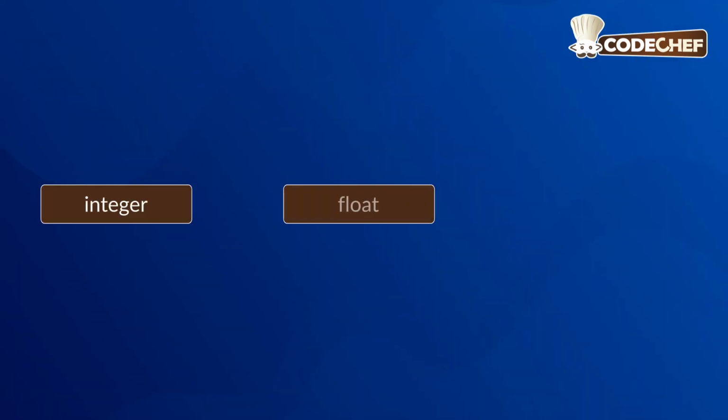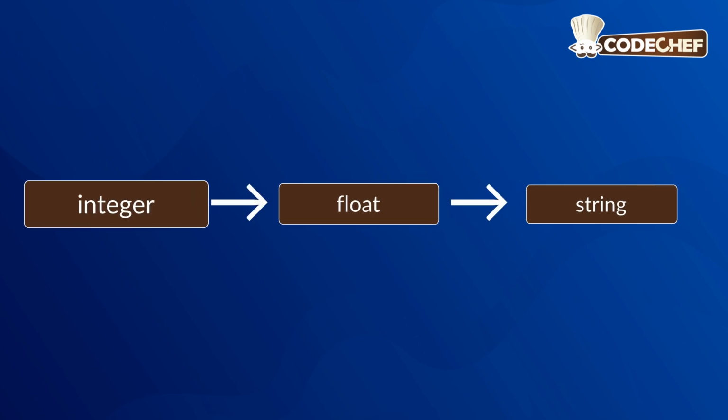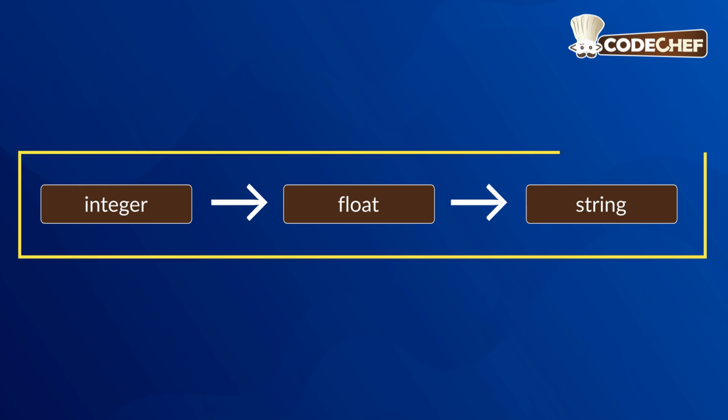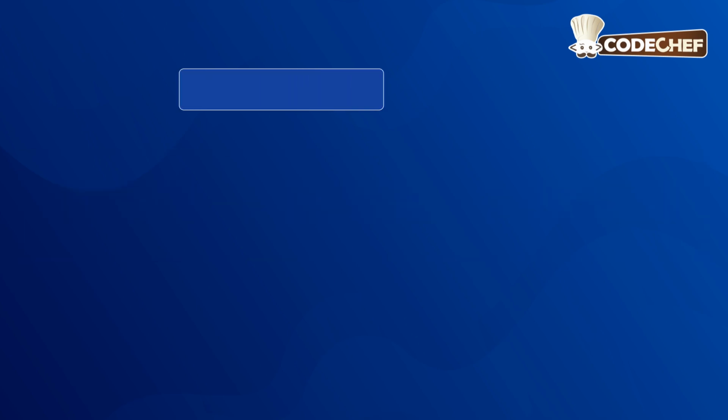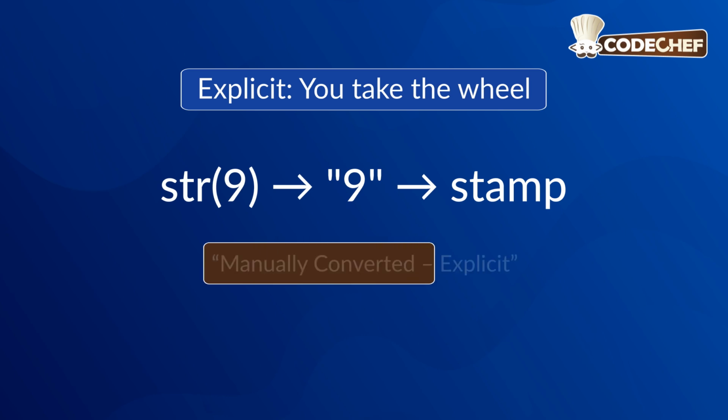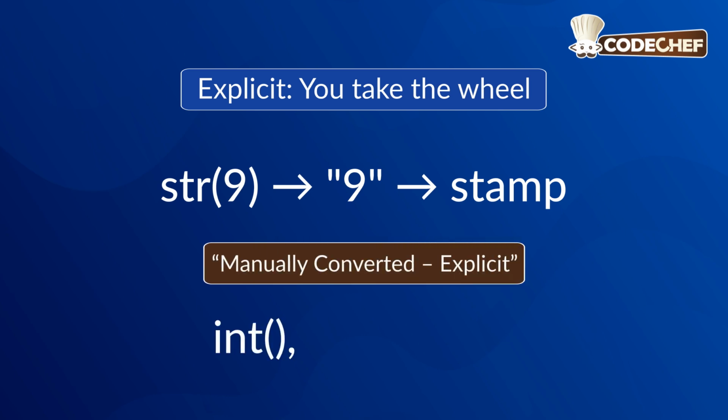In Python, every value has a type, like integer, float, or string. Type conversion is the process of changing one data type into another. It usually happens when combining values of different types, or when you want data in a specific format. Python does this in two ways: implicit conversion, where Python does it automatically, and explicit conversion, where you do it manually using functions like int(), float(), or str().